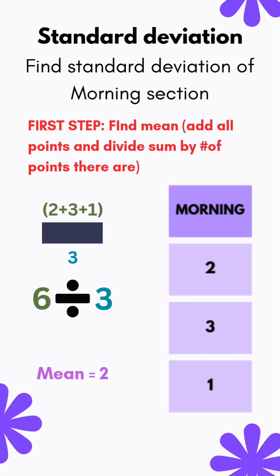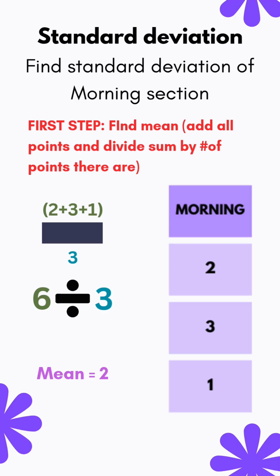Alright, first, let's find the mean of our morning dataset. We want the average, and we're going to use the points we got from each trial. So, let's add their values up. 2 plus 3 plus 1, which gives us 6, 7, sorry. Now we gotta divide 6 by the number of points we have, which is 3. So, 6 divided by 3 is 2. Therefore, our mean is 2.